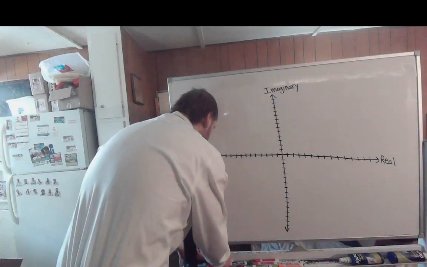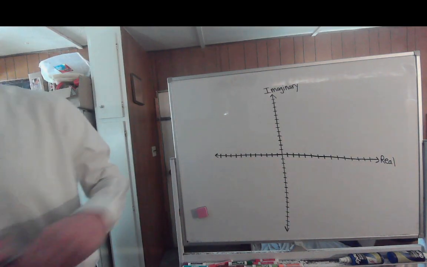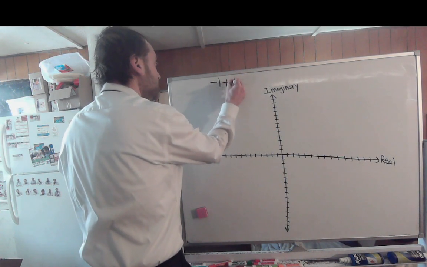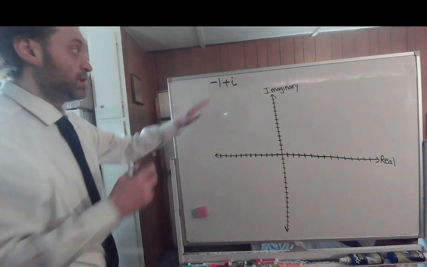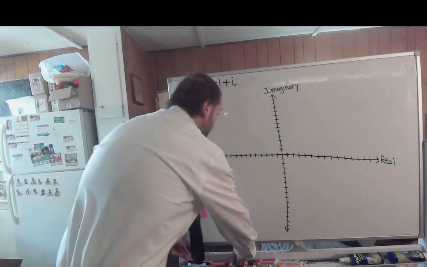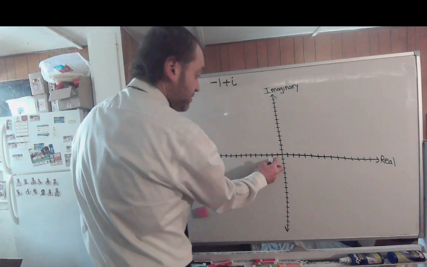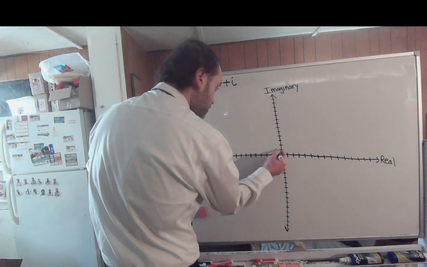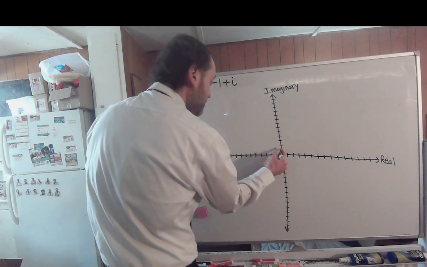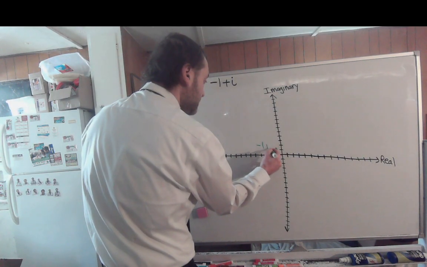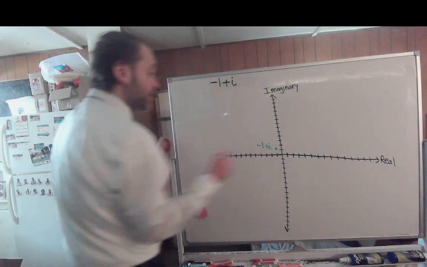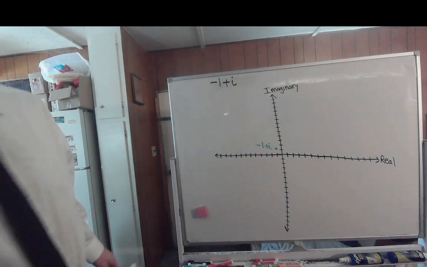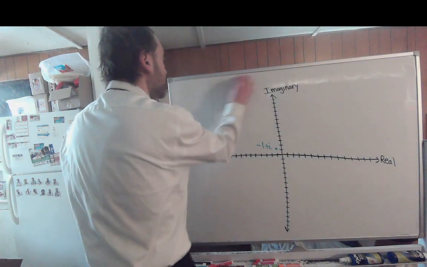Alright, now I have negative 1 plus i. Well, my real number is negative 1, which would put me right here. Then plus i, go up 1. So right there is going to be negative 1 plus i, located right here in the second quadrant.